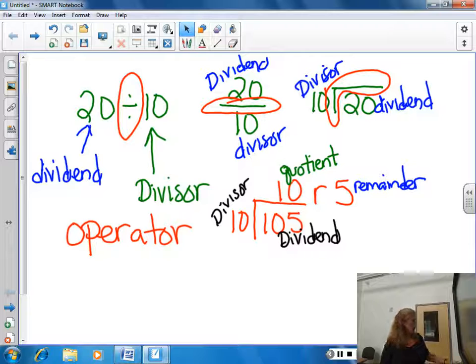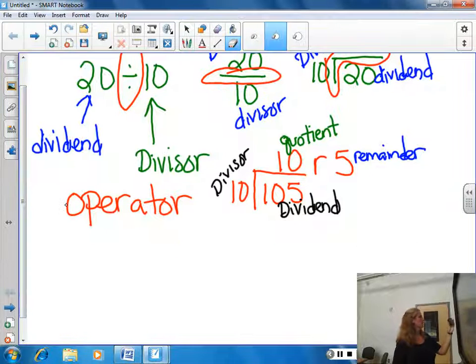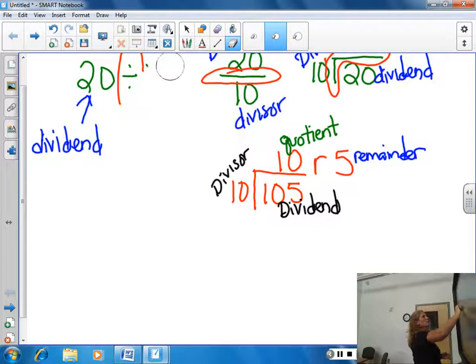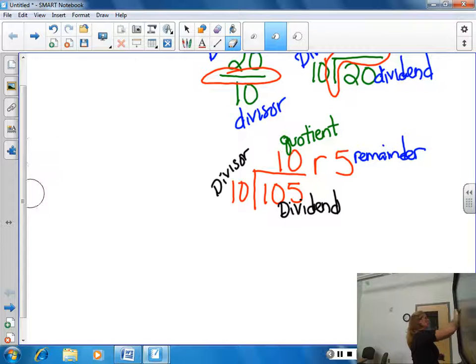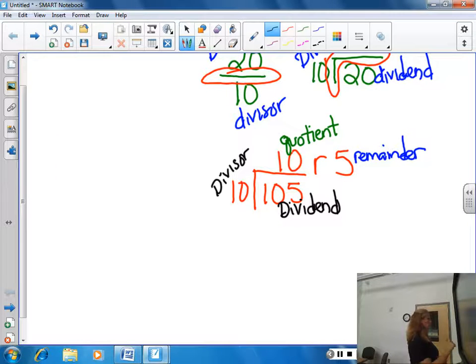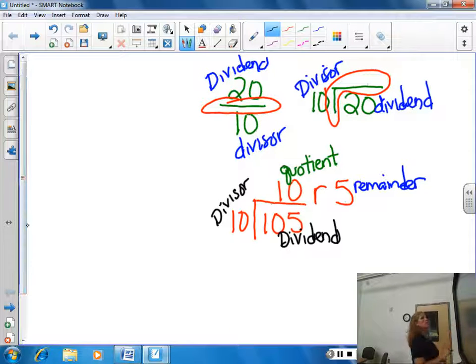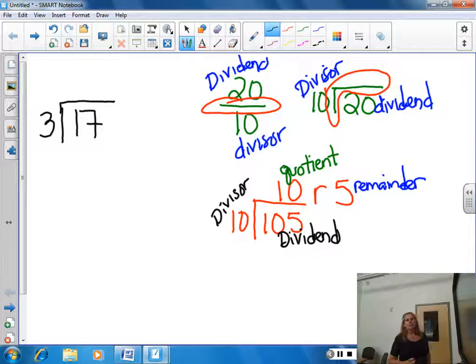I could have a problem. Let's say I did 17 divided by 3. When you're doing something with a single-digit divisor, 3 is the divisor here, I have to say 3 doesn't go into 1, so I don't put anything above the 1. But how many times does 3 go into 17?